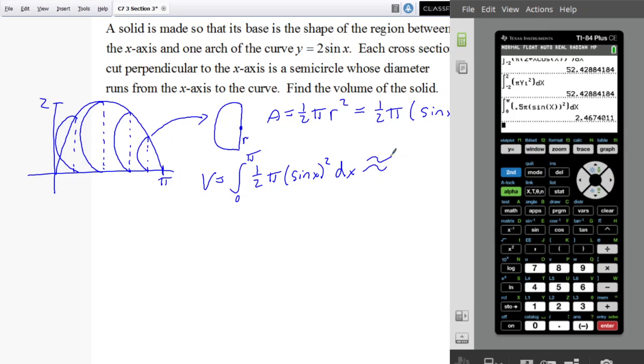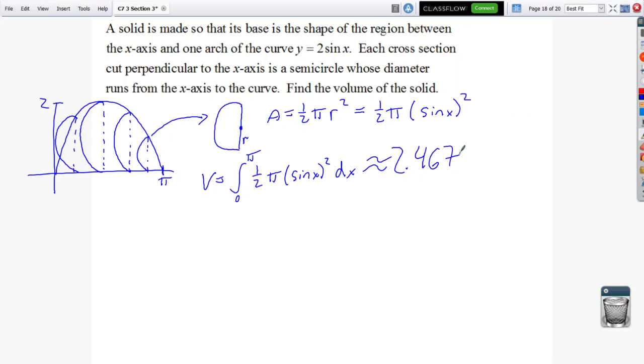The volume of this croissant is going to be approximately 2.467. Whoa, that is not a 2. 2.467, whatever cubic units we're dealing with. We don't have units given to us, so we don't know what units we're using. So maybe just put in units cubed. I'm not going to take off points if you don't say units cubed. I'm not an elementary school teacher.